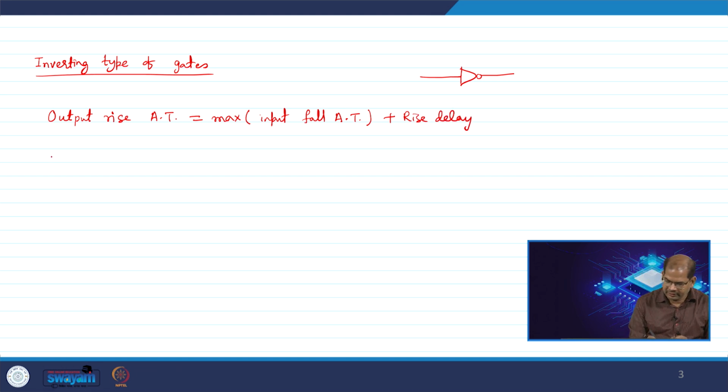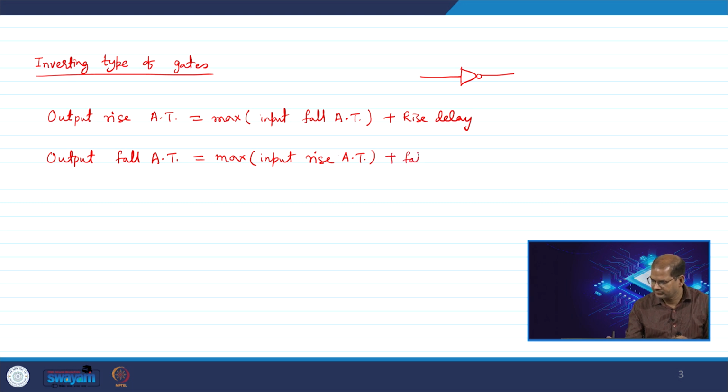Similarly, the output fall arrival time is basically the max of input rise arrival time plus fall delay. This is for the output arrival time: the first and the second are the output arrival times.